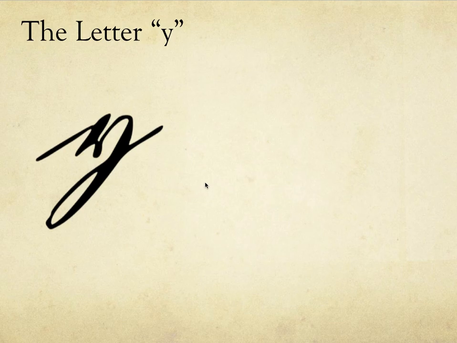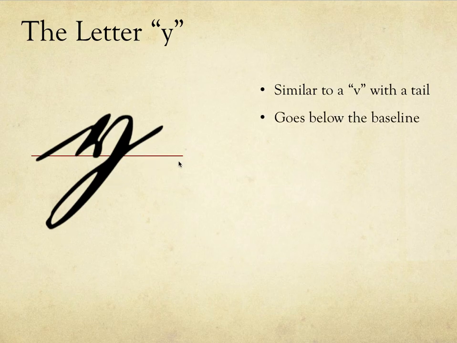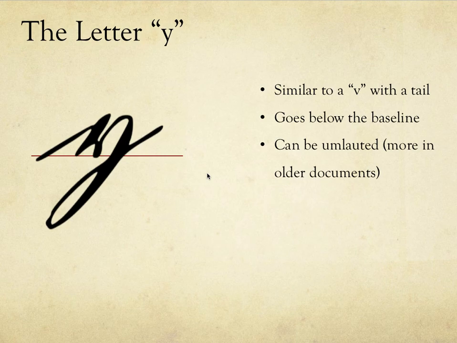The letter Y, we're getting to the end. Similar to a V or an R with a tail. It goes below the baseline and it's pretty easy to recognize. Like if you can kind of imagine our cursive Y looking like that. Now Y's can be umlauted. Remember the umlauts are those two dots above the letter. In German today, they would not umlaut the Y, but in a lot of older genealogy documents, you will see two dots above the Y. So if you see two dots with a letter going below the line, it might be a Y.